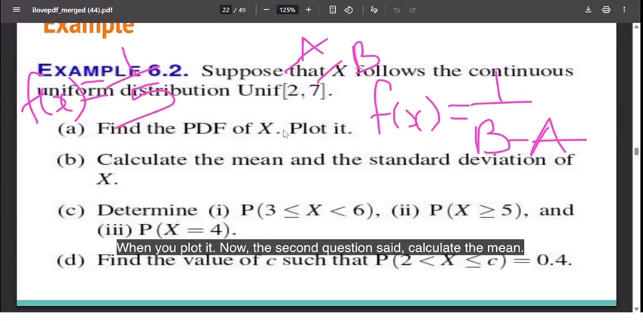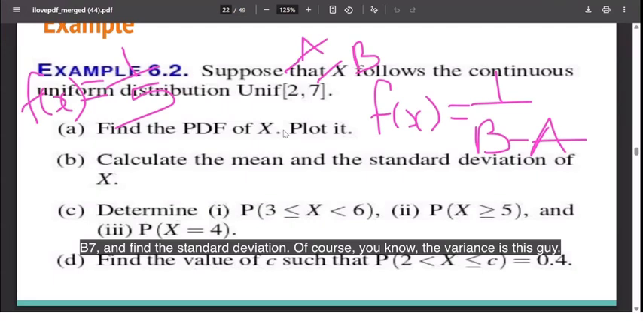Now, the second question said, calculate the mean. Mean is (a plus b) over 2. Here it is going to be (7 plus 2) divided by 2. Done. Any question? Now we find the mean. Find the mean. It's (a plus b) over 2. A is 2 here, b is 7.